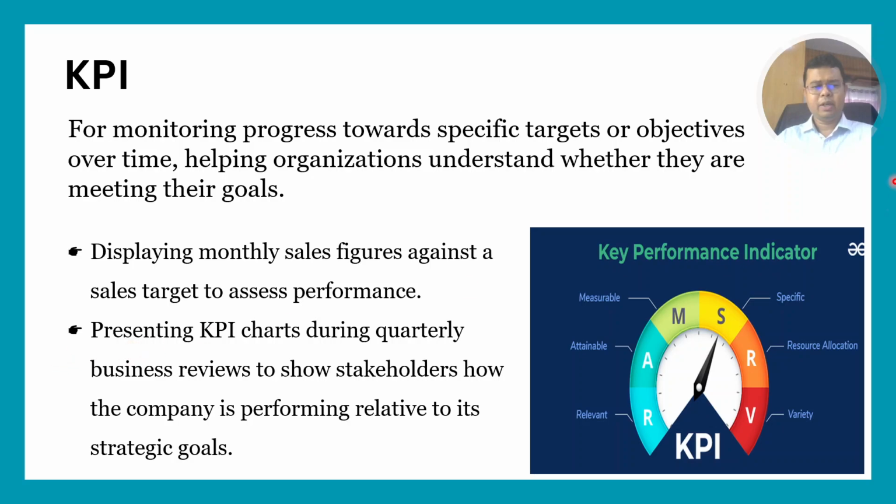Displaying monthly sales figure against a sales target to assess performance. On the other hand, presenting KPI chart during quarterly business review to show stakeholders how the company is performing relative to its strategic goals. Same actually, right? Okay, it means the main objective is to identify, investigate a person or any others achieved the target or not, like this, right? So this is one example. There are some other examples actually.